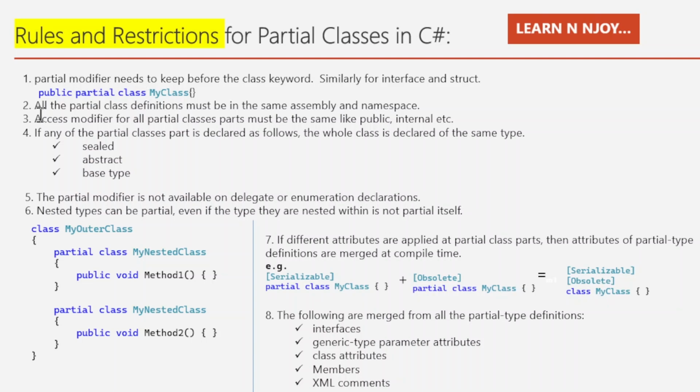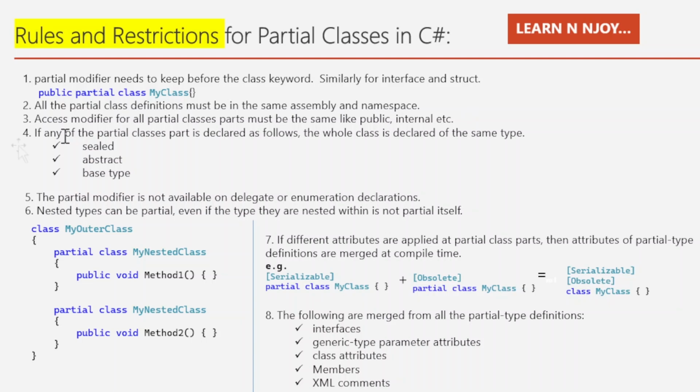Number two, all the partial class definitions must be in the same assembly and namespace. We need to make sure that we write all parts of partial classes in the same assembly and the same namespace. Number three, access modifier for all partial class parts must be the same, like public, internal, etc. For example, if we define one part of a partial class with public access modifier, then other parts of the partial class must have public access modifiers only.